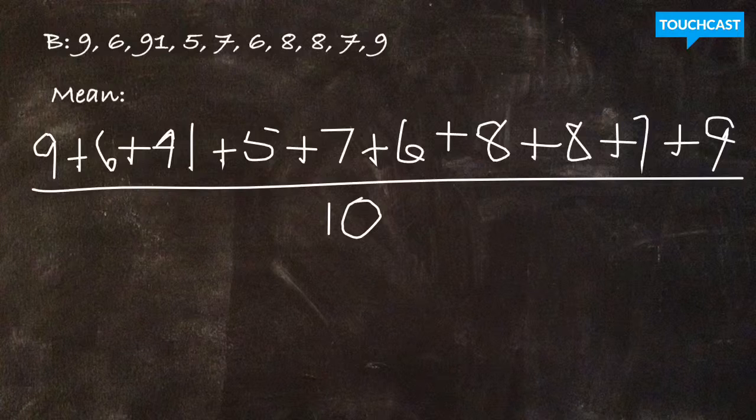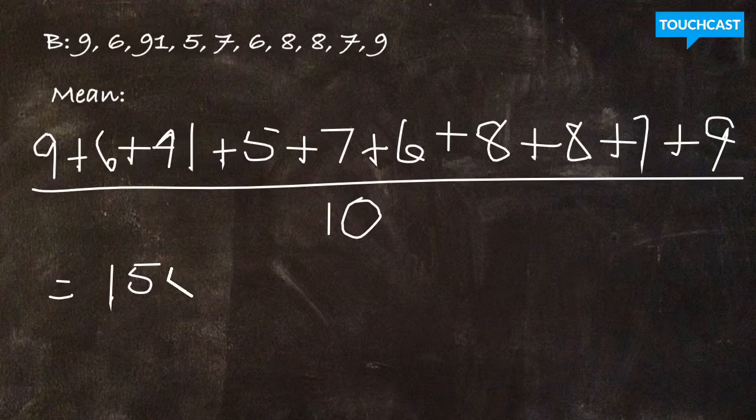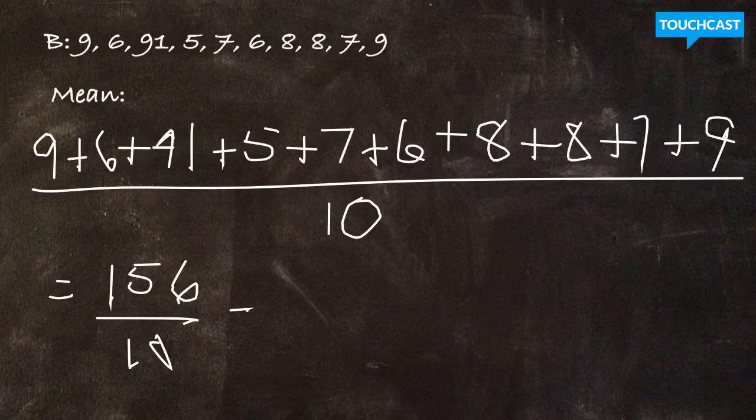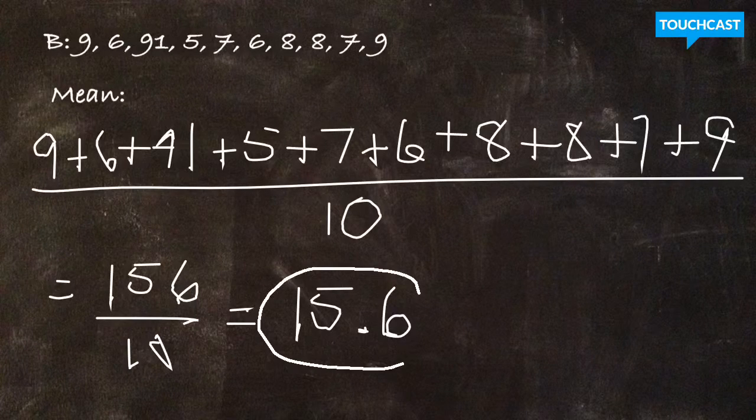When we add up the numerator, we get 156. So this is equal to 156 divided by 10, and that's exactly 15.6. So our mean is 15.6, or our average is 15.6.